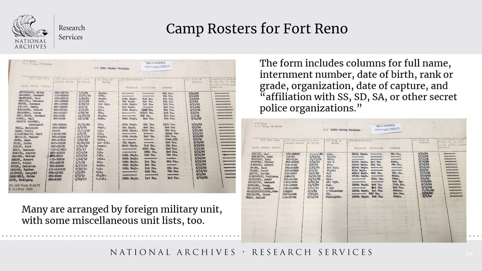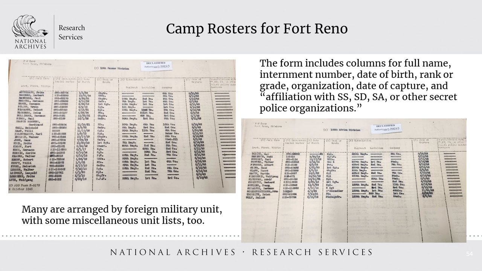The subject files are also a good place to search for rosters of specific camps. These are just two examples of the rosters for Fort Reno. The rosters typically include the full name, internment number, date of birth, rank or grade, organization, date of capture, and affiliations of each prisoner. In the case of Fort Reno, the rosters are arranged primarily by German military unit.